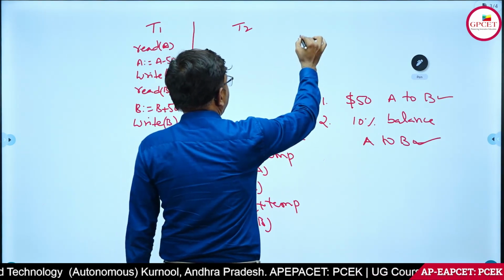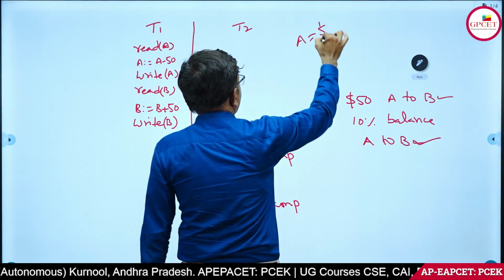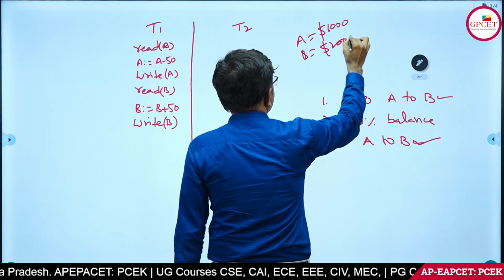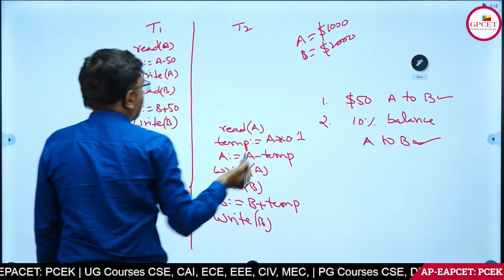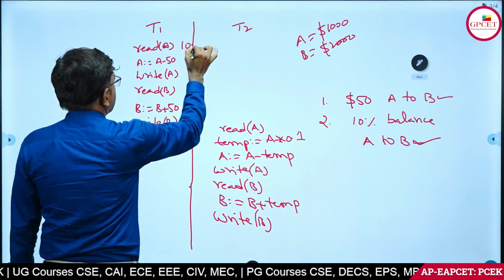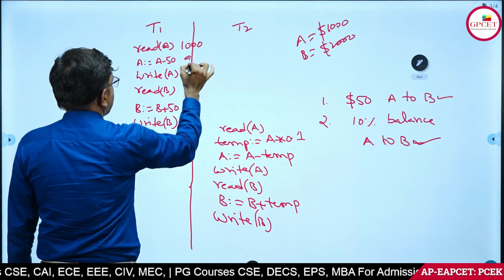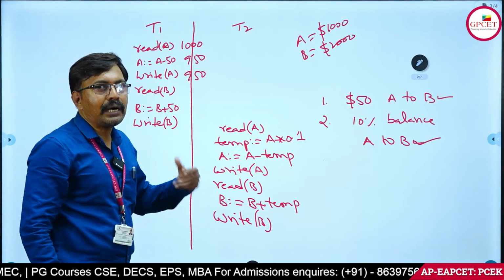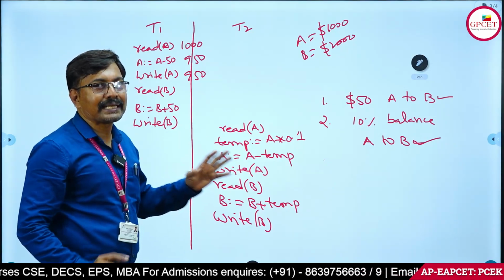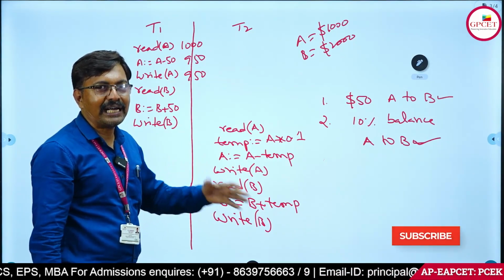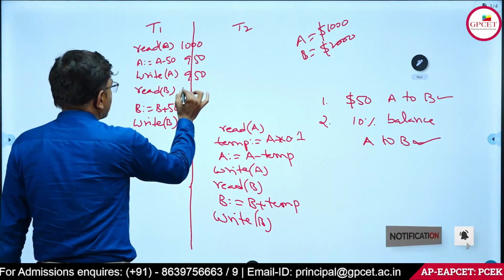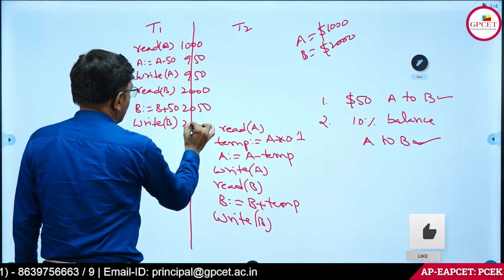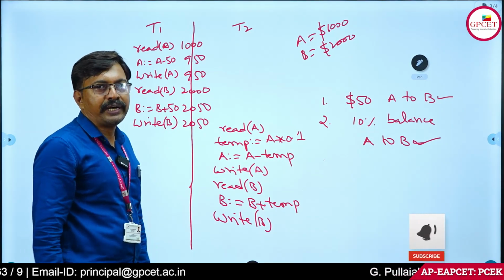What is account A having? Account A having $1,000, and account B having $2,000. Observe the operations. A is $1,000. A equal to A minus 50 is 950. Write A means update the data item. Read means, like scanf, read the data item, read the values. Next read B, that is 2000. B equal to B plus 50, 2050. Write B also 2050.